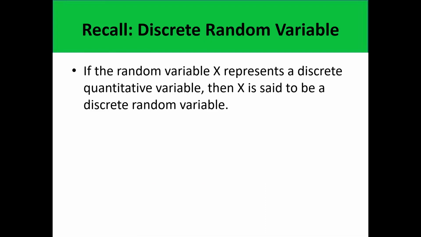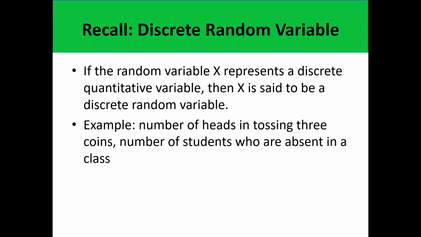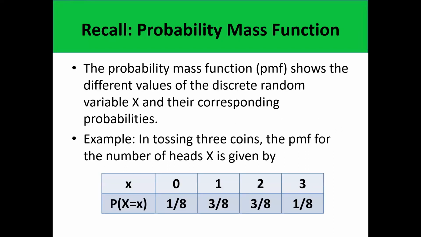So let us recall first what a discrete random variable is. If the random variable x represents a discrete quantitative variable, then x is said to be a discrete random variable. Examples of discrete random variables that you learned in the previous chapter are the number of heads in tossing three coins and the number of students who are absent in a class. Observe that these variables are obtained from a counting process. The numerical values associated to the number of heads and the number of students result from a counting process.